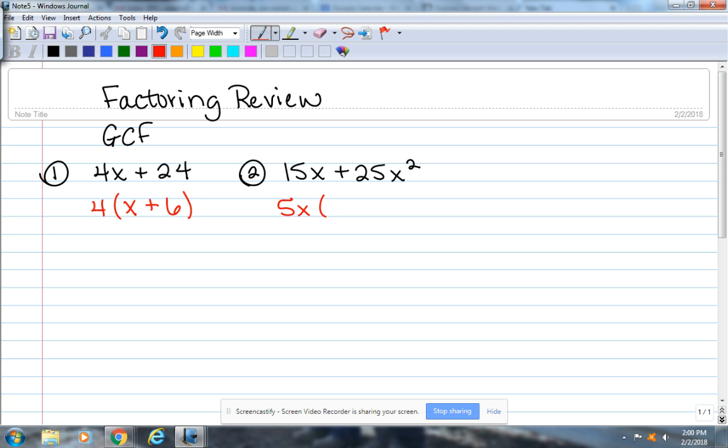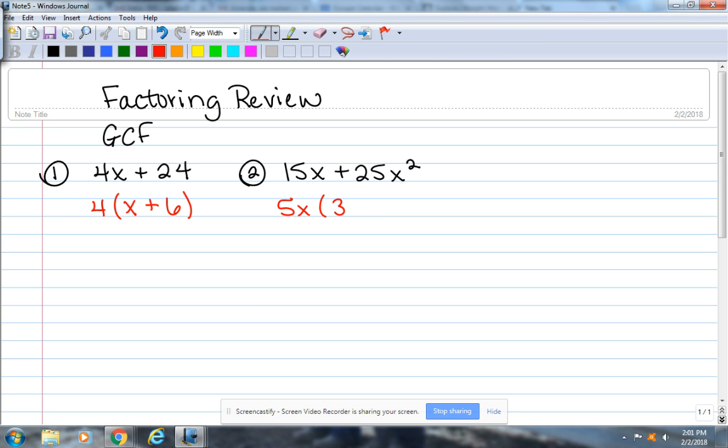The squared is on the x, correct? Yes. So you want to do reverse distributive property. So you say, what multiplied times 5x to get 15x? 3. Just 3. You don't need any more x's because you already got one in your GCF.